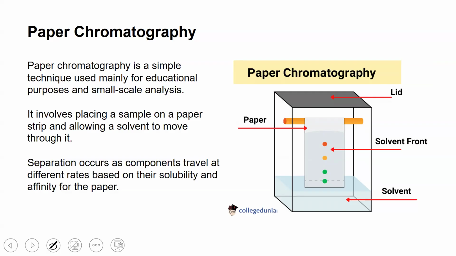As you can see clearly here, this is a paper, and you can add all the components of the mixture in one place. Then you place it into a solvent, and the solvent will move through the paper. The components of the color will be separated into their individual colors based on their solubility as well as their affinity for the paper.